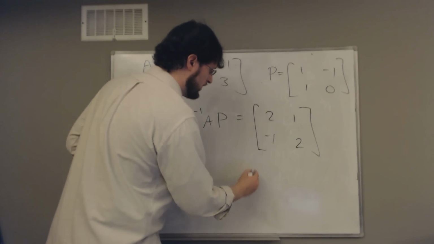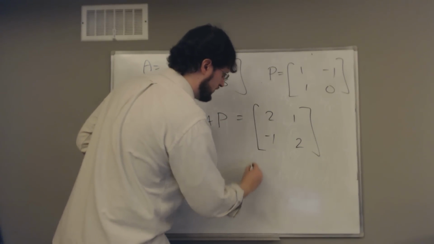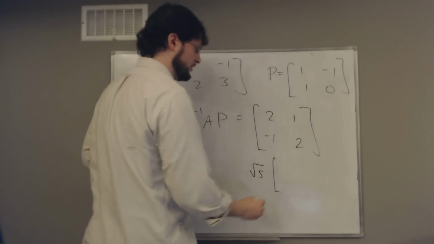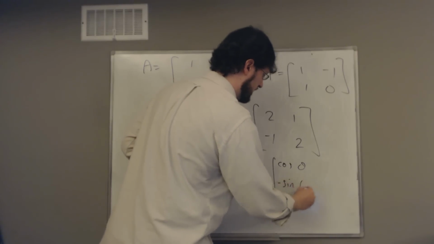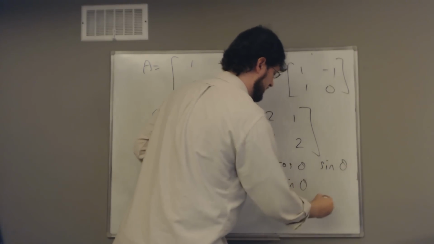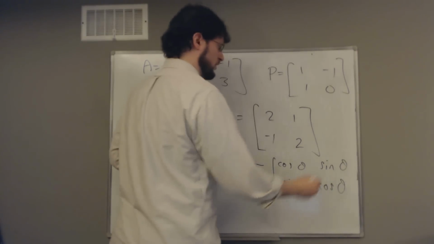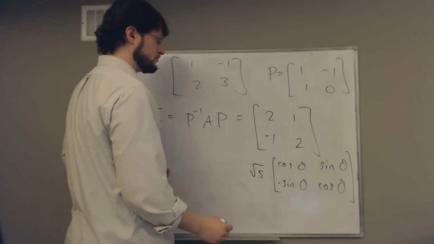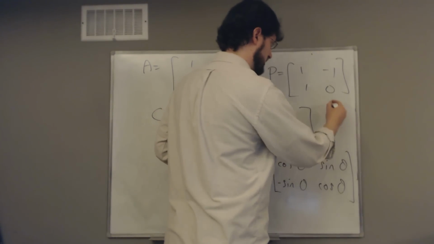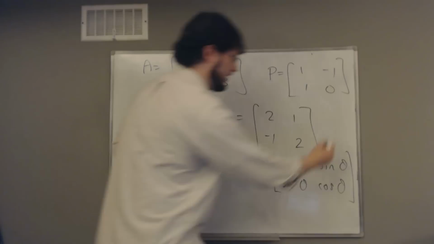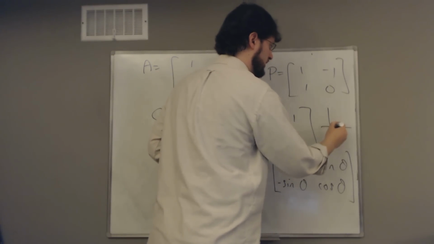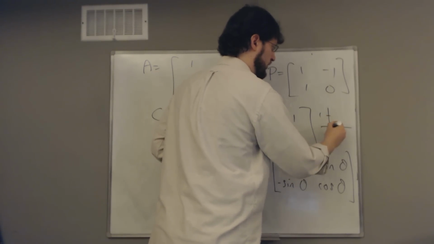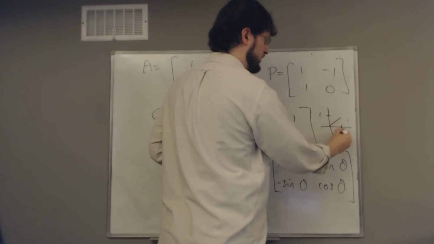So this is the square root of 5 times cosine theta, minus sine theta, sine theta, cosine theta, where theta was, again, so we had a 2 in the x and a 1 in the y. So theta was tan inverse of 1/2.